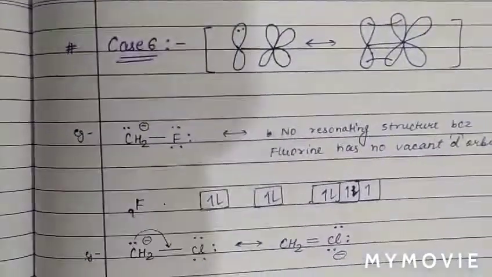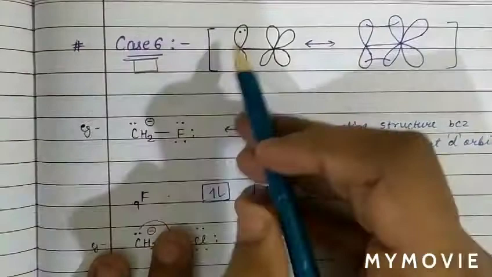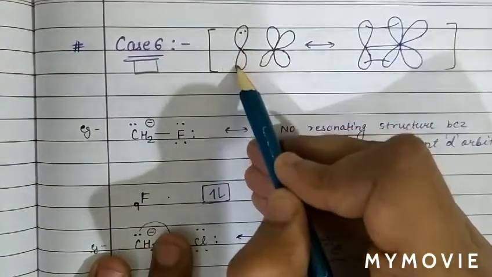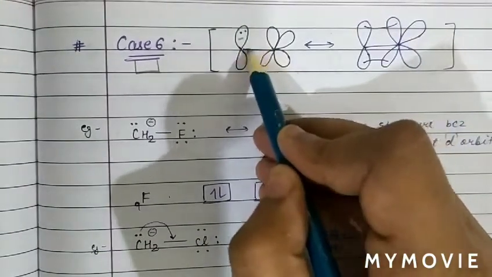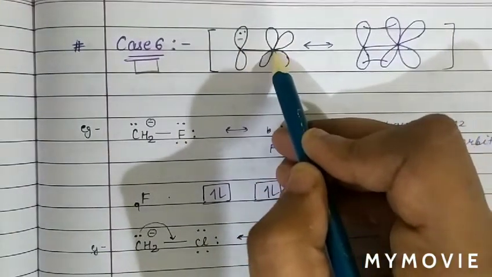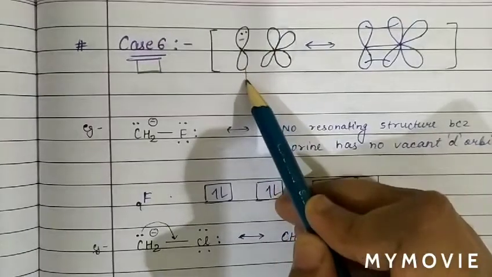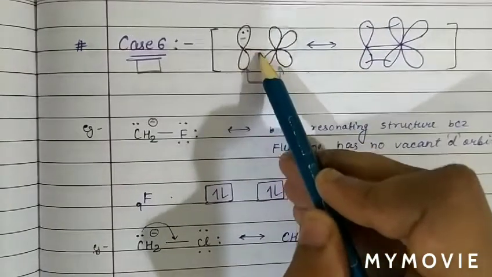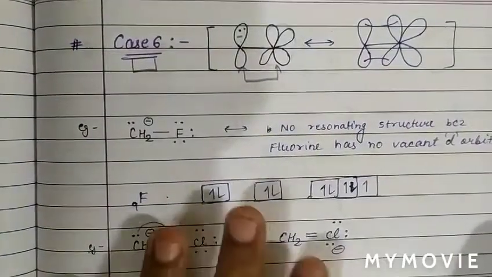Now see case number 6 of resonance. Case number 6 type of conjugated system is, we can see there is one orbital with a lone pair of electrons. This is a p orbital, and then a single bond, and then another atom with a vacant d orbital. So this is also a type of conjugated system: an orbital with a lone pair, then a single bond, and then a vacant d orbital.